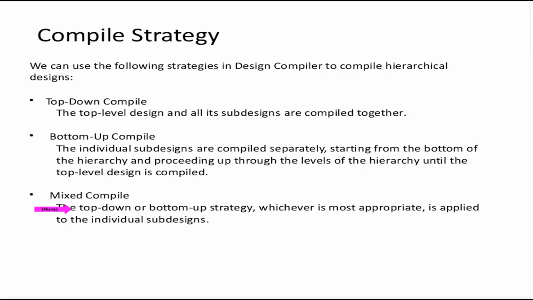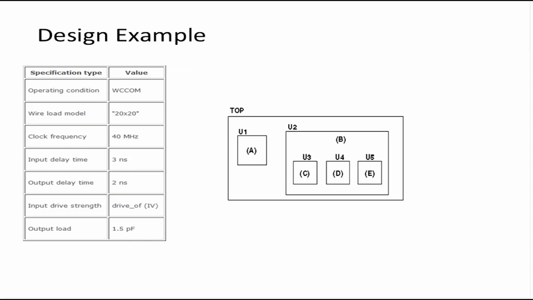Let's see in detail. We will see a few compile scripts also. So let's take one example of a design where your design is called top. This is the top-level RTL file, top.v. It contains two instances. U1 is an instance of design A. U2 is an instance of design B. Design B in turn contains instance U3, module C, instance U4, module D, instance U5, module E.